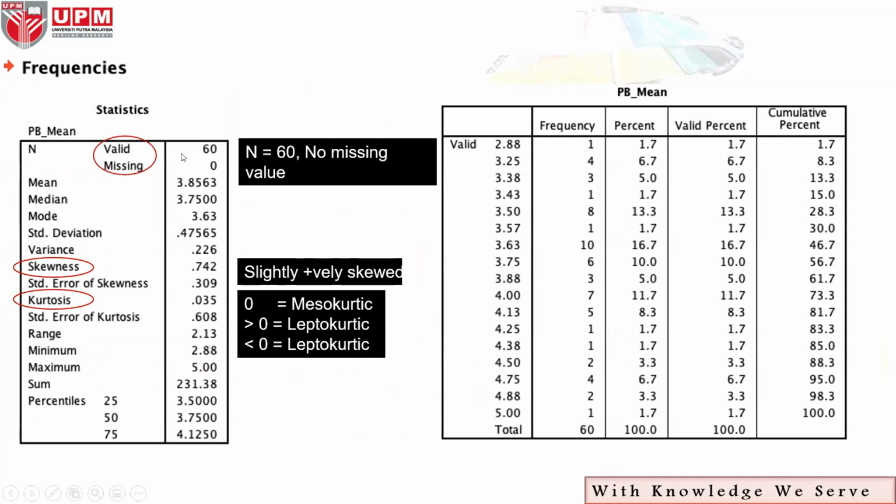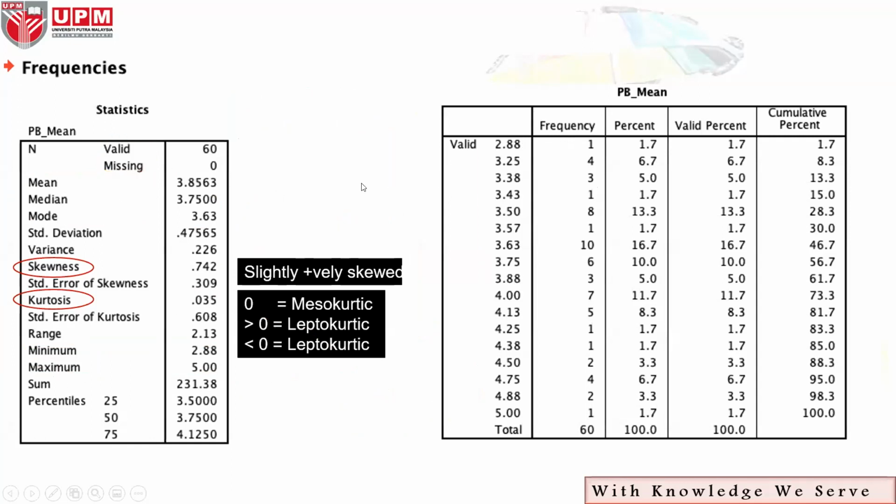Okay, so now for valid cases, let's say it indicates that the valid case is 60, because the sample that I have in our data set is 60. So meaning that there is no missing value. Okay, and the standard deviation.